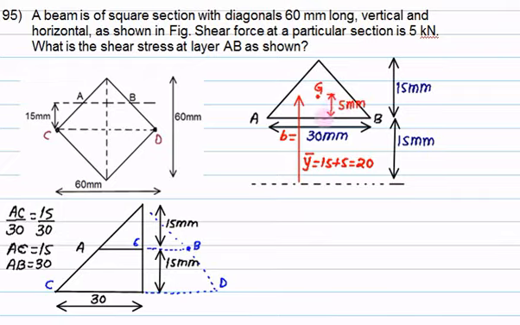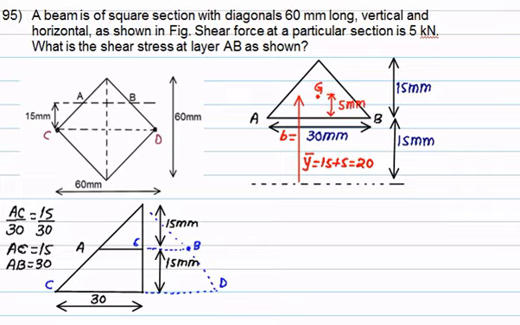The CG from the base is 5 mm because this one is 15, h by 3 from the base, 2h by 3 from the apex. And the distance of neutral axis from CD is 15. So, 15 plus 5 is 20. Width at this section is 30. What we need is only area now.